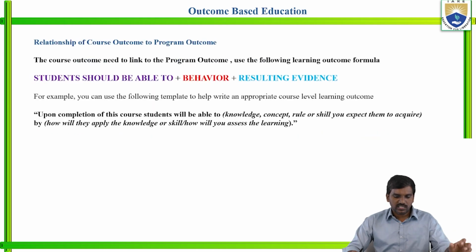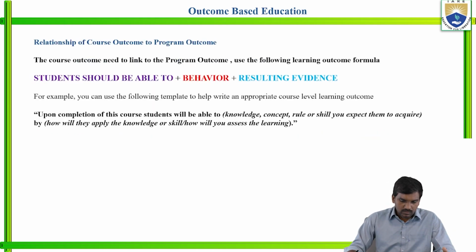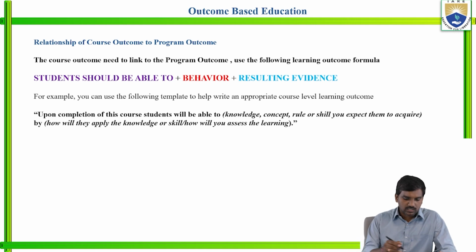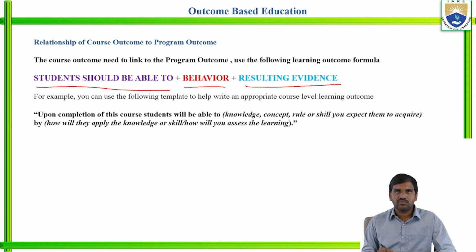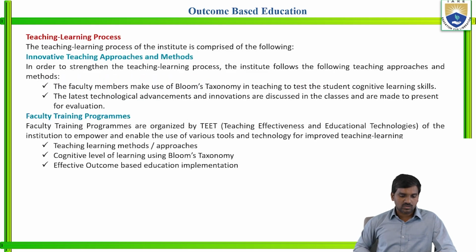So in order to write the course outcome of any particular program, you can follow this formula: students should be able to, the behavior of the statement, and the resulting evidence. For example, you can use the following template to help write an appropriate course level learning outcome. In the next slide, we may have one course outcome also.